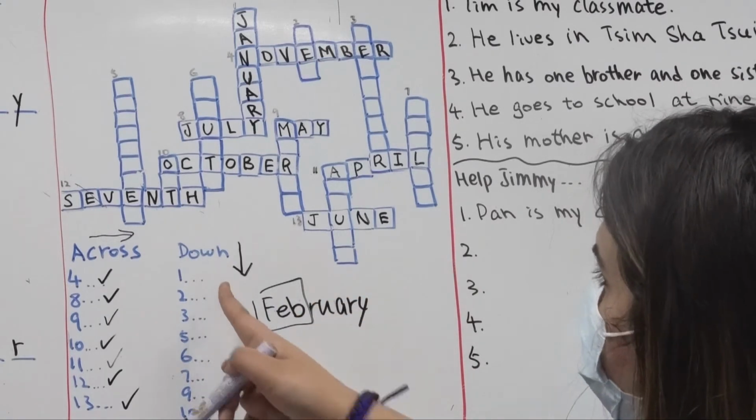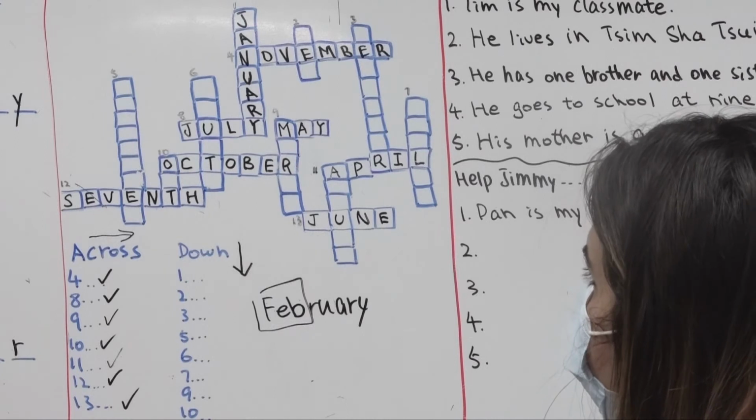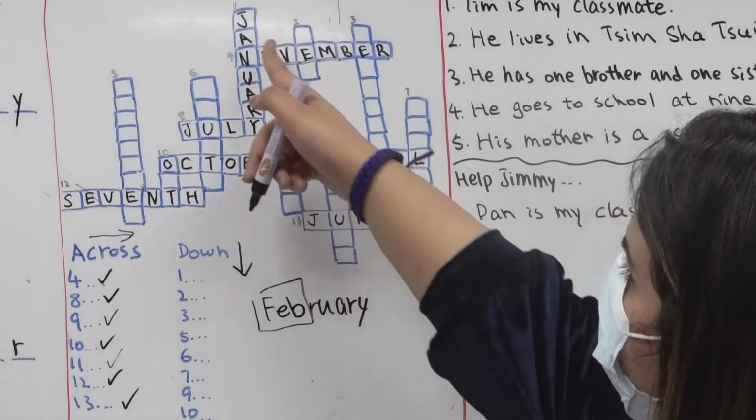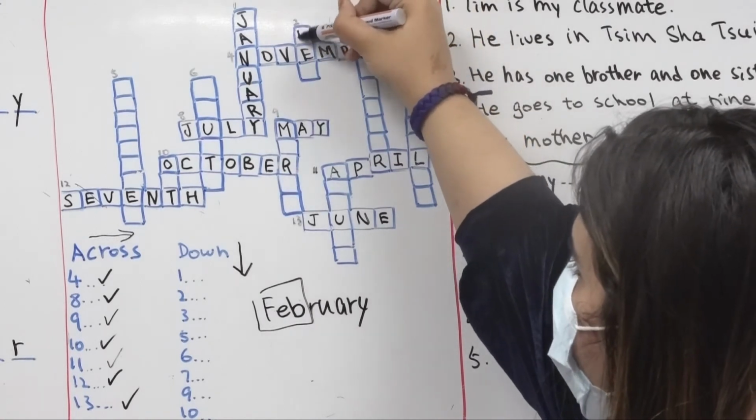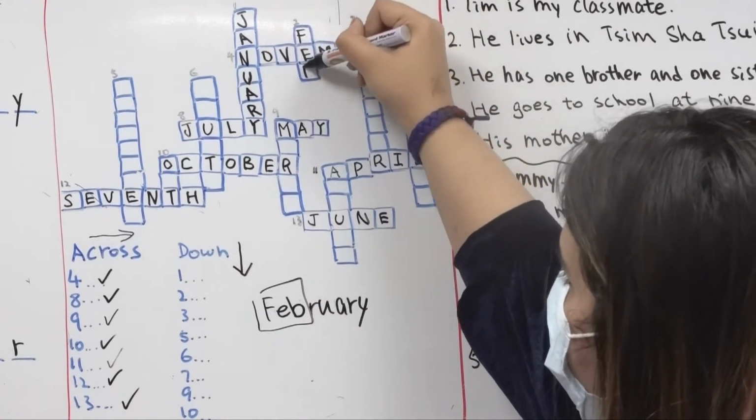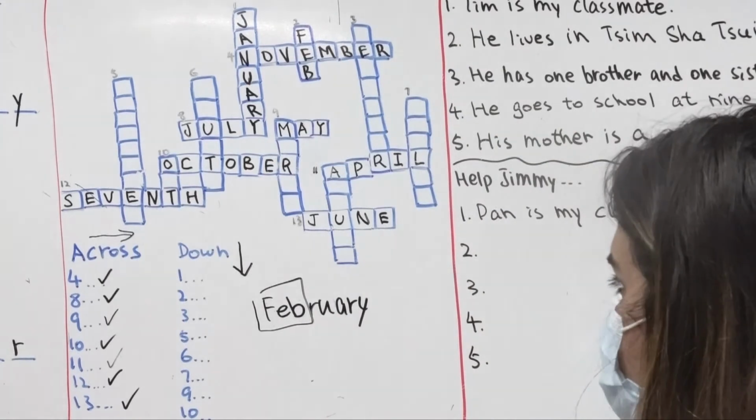Okay, so down number 2. Can you find down number 2? Yes, it's just next to it, right here. So it is F-E-B. Okay?